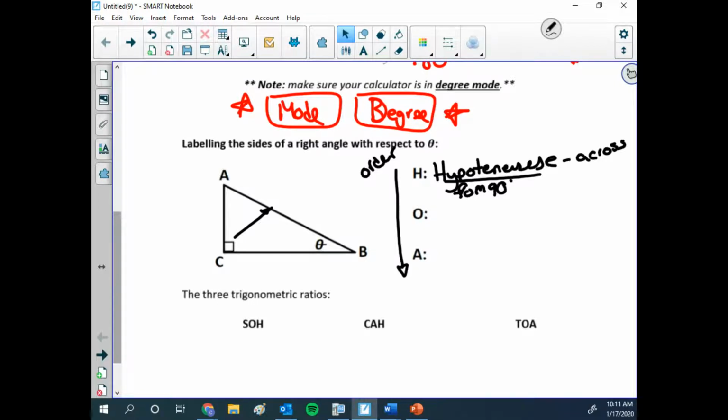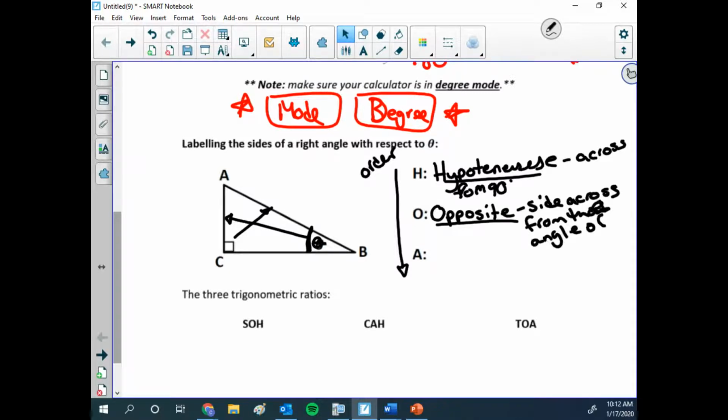Okay. The next one is the opposite. Now, the opposite can change depending on where my angle is. So right now, theta is right here. Theta is either my angle of interest, or it's the given angle in the question. And that's how I will label the rest of my question with respect to that angle. So if here is theta, to label the side opposite, I'm literally just looking for the side across from that angle, the angle of interest.